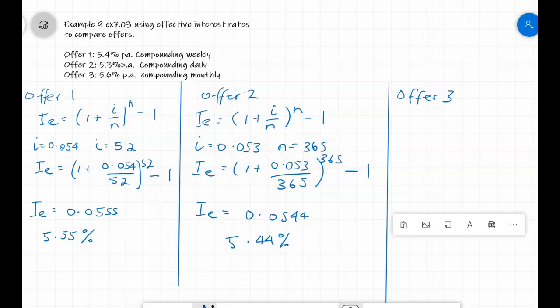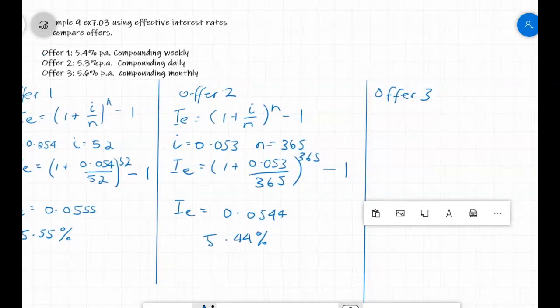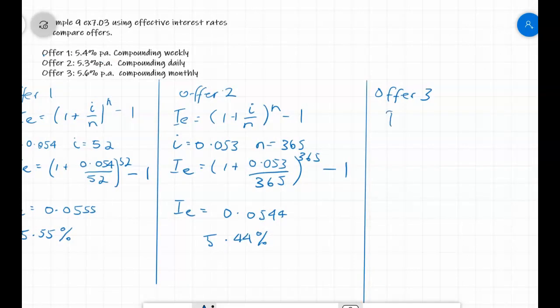I'm going to slide slightly to the left so I get a little bit more room there to write. Again, the same formula. We're practicing that formula over and over again, although I believe it is on your sheet. Check it out, make sure it's the same as what we're using here. Now i in this case is equal to 5.6, the highest one of the options, but because it's only compounding monthly, n is going to be 12. Let's see if compounding monthly has any impact on the higher interest rate of 5.6.